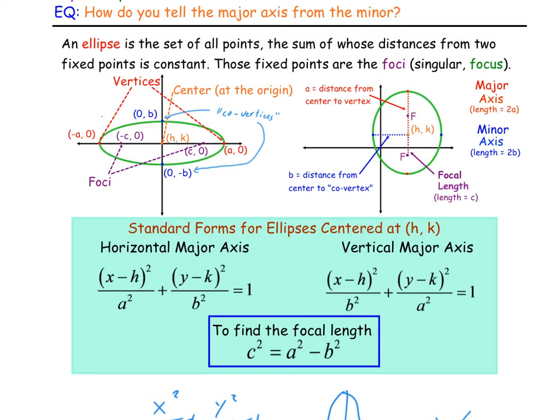Remember that the minor axis is the length of 2b. So if the whole minor axis is 8 long, well, 2 times 4 is 8. Again, the minor axis is the whole way across. We're just looking for the radius, not the diameter. So the radius would just be 4 in this case, or the b value is just 4.